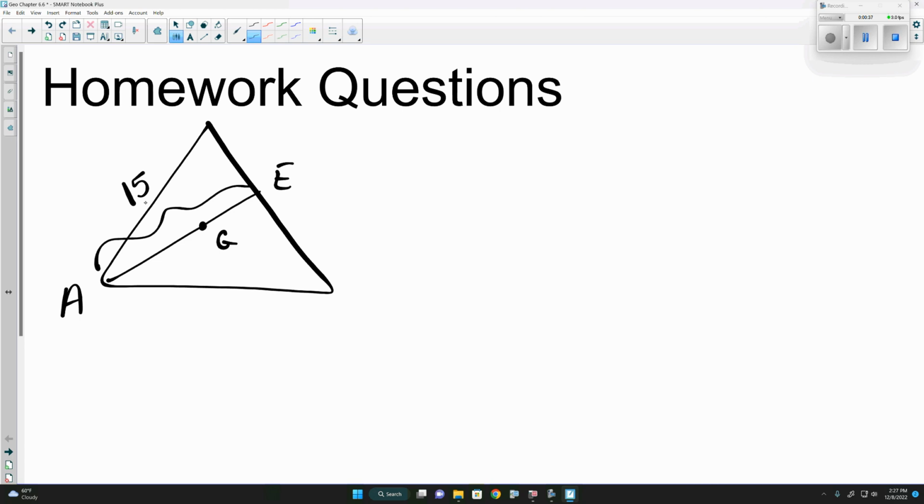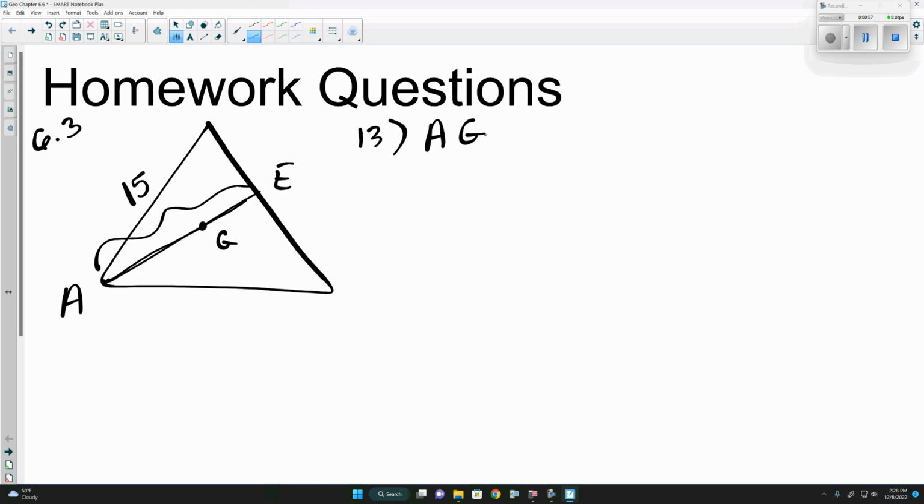So 13 and 14 are connected to each other because it's AE, so AG and here. Because the whole length, guys, let's focus in. So for 6.3, 13 and 14, 13 I believe asks for the length of AG, yes?